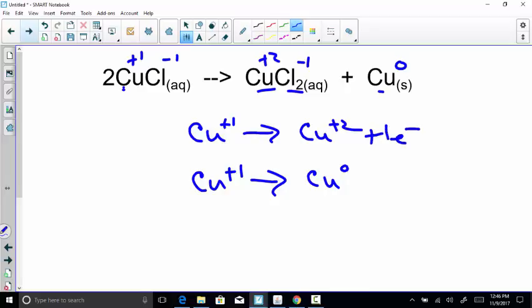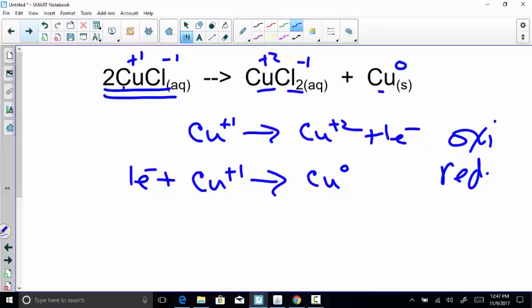How do you get copper to go from a +1 to a +2? Lose 1 electron. Okay? How do you get copper to go from a +1 to a 0? Gain 1 electron. So losing, this is the oxidation. This is the reduction. So, what substance is oxidized? CuCl is oxidized. What's reduced? CuCl. What substance is the oxidizing agent? CuCl. What's the reducing agent? There you go. Does this make life better?